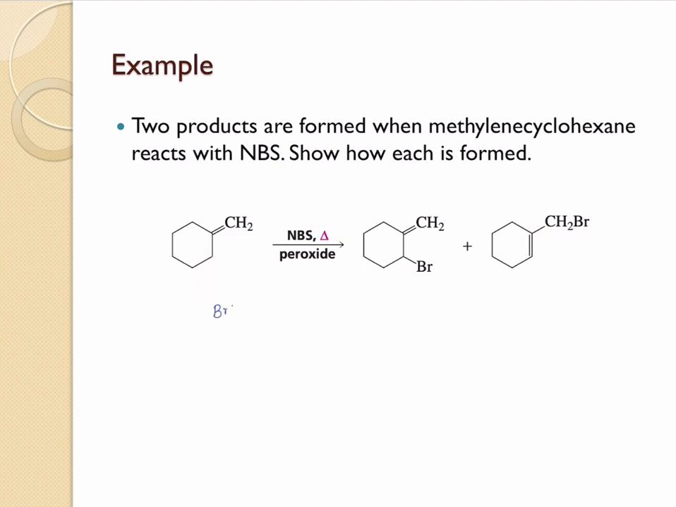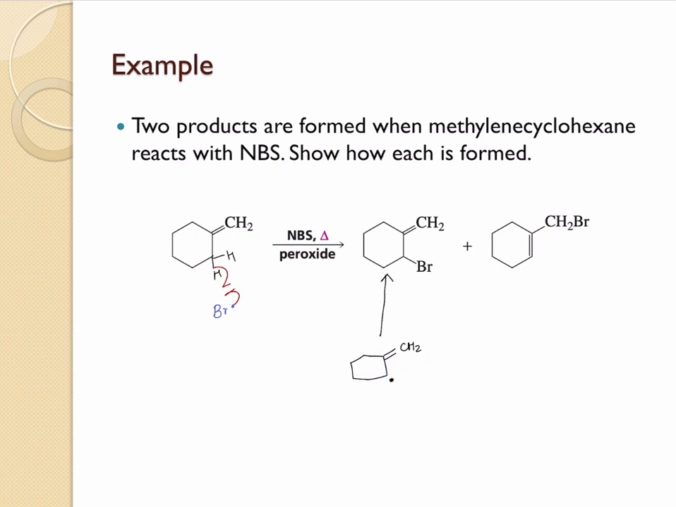Okay, so in the first step, the bromine radical will remove one of these hydrogens, thereby creating an allyl radical. This is our allyl radical that is obtained. And in the next step, when the bromine radical comes in, tries to form a bond here or gets added to this carbon, then this is the product that will be formed, right?